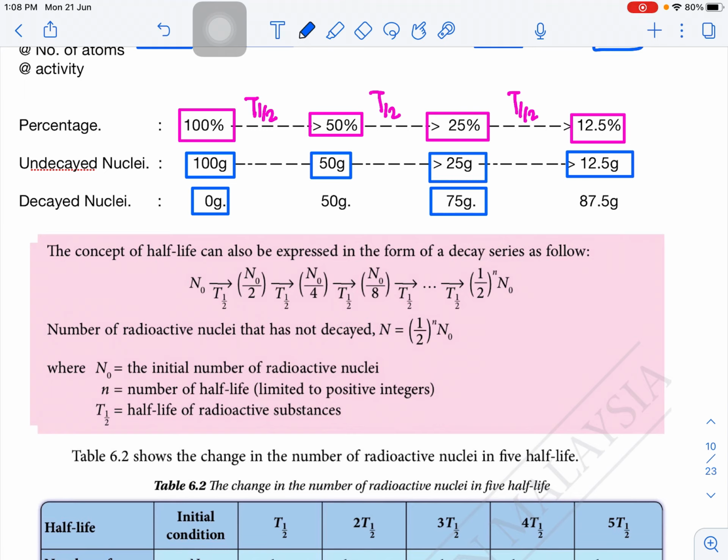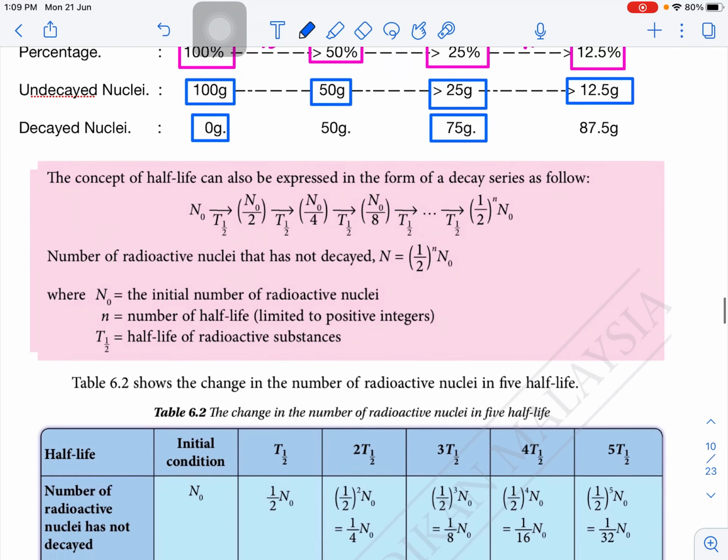It means that at each time of decay, the total mass, the number of atoms, the activity of the element must be constant. If we have 100 gram, at each half-life the total mass must be 100 gram. But the difference is the undecayed mass of nuclei will be decreasing, while the decayed mass of the nuclei will be increasing. That is the concept of the half-life.